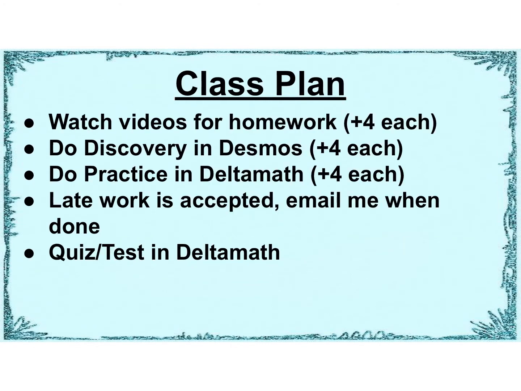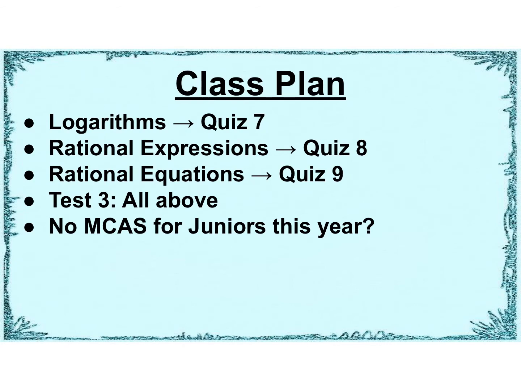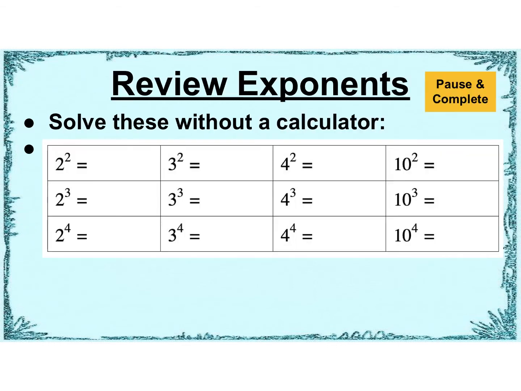The class plan is going to continue as we've been going with 4 points each for homework, videos, Desmos, and Delta Math. Late work is accepted if you email me to tell me, and then quizzes and tests will still be in Delta. We're going to do logarithms first, and then we'll switch to rational expressions and rational equations, and then we'll have a test. As far as we know, there is no MCAS for juniors this year.